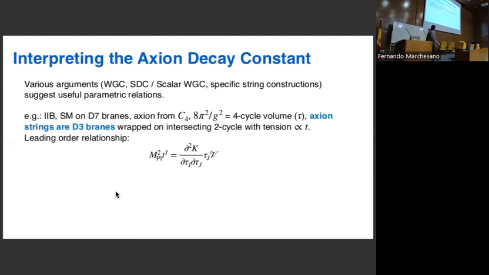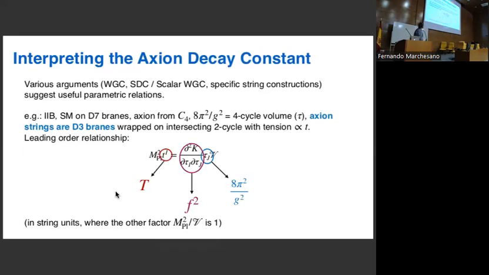You can ask, well, what are the axion strings? Well, there are D3 branes that I could wrap on the 2-cycle that intersects this 4-cycle. That would be something that the axion would wind around. And there's a relationship between 2-cycle volumes and 4-cycle volumes that you can derive from the cubic relationship between the volume and the 2-cycle volumes. If I look at what these things mean in the axion context, this is related to the tension of the axion string. The second derivative of the Kähler potential is related to the decay constant, which we could actually measure. And the 4-cycle volume is related to gauge couplings, which again, we have measured. All this in string units, where the other factors here are just something of order 1.